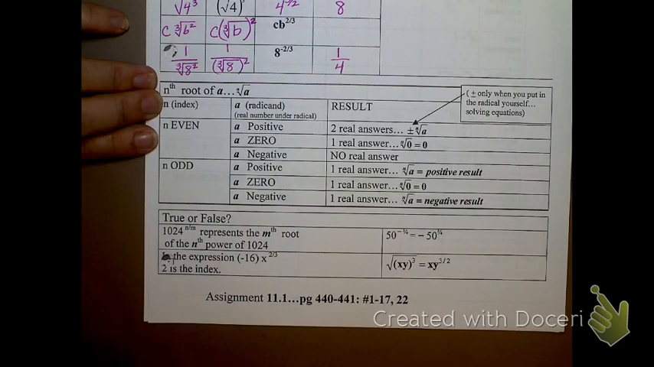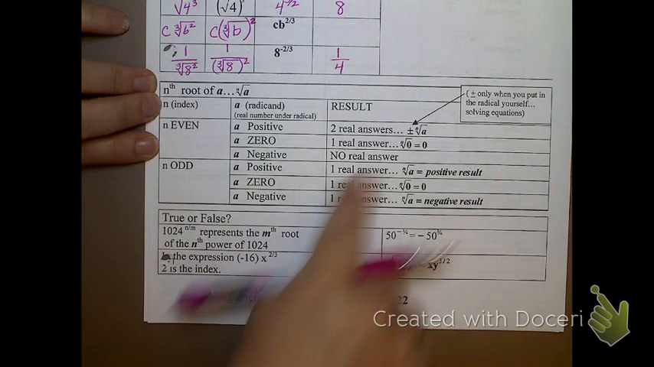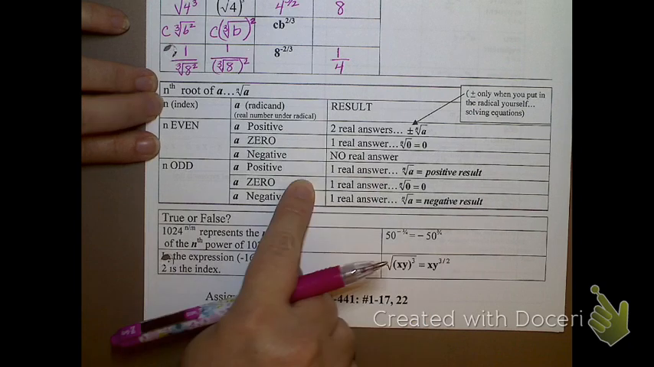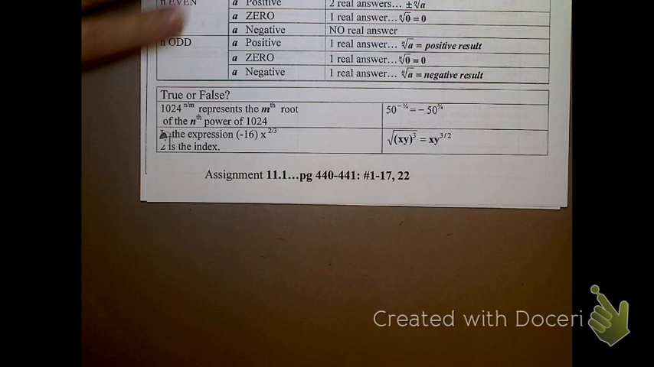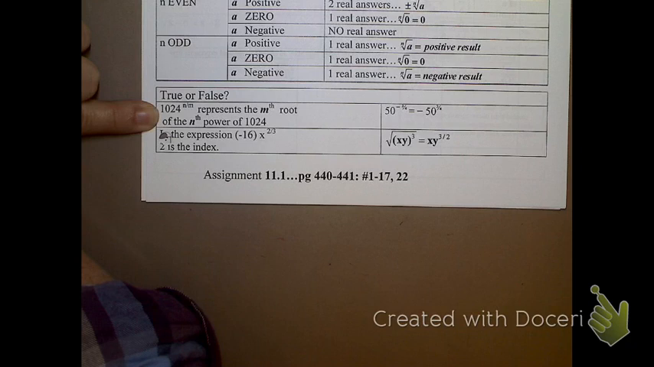Questions? Okay, this next part you can read through on your own, but these true-false questions are good at the bottom here. Okay? So, number 1, 1024 to the n over m represents the mth root of the nth power of 1024. That is a mouthful to say.